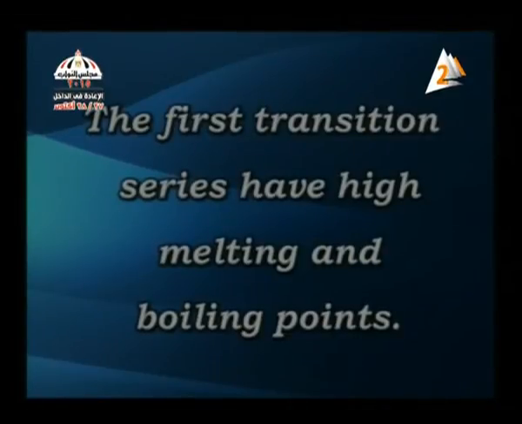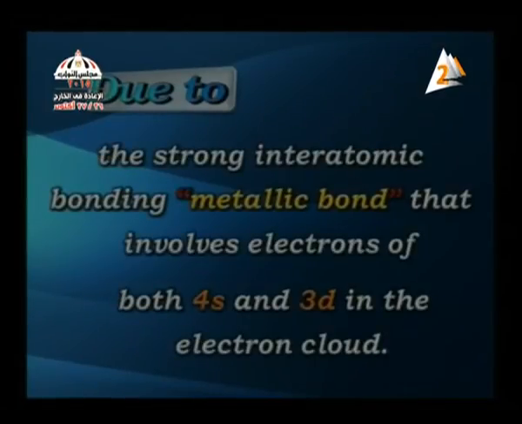The first transition series have high melting and boiling points. The reason for that is the strong interatomic bonding, which is metallic bond, that involves the electrons of both 4s and 3d sublevels in their electron cloud.